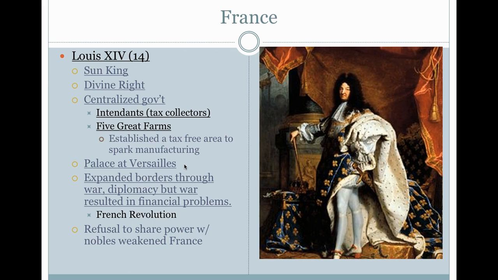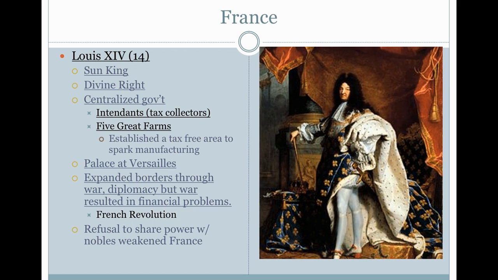He has a very famous palace. I'll show you some pictures. It's a symbol of this absolute power. It was kind of a monstrosity. It was expensive. It was kind of ridiculous. He expanded borders through war and diplomacy, but unfortunately, this is going to result in financial problems, and that's going to down the road lead to a major revolution called the French Revolution.